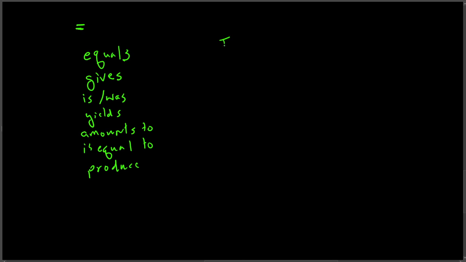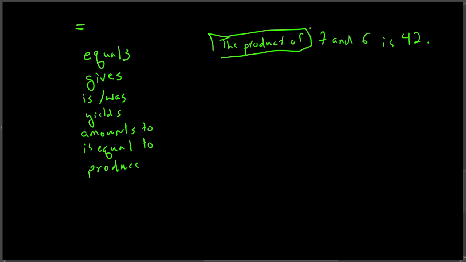So, for example, the product of 7 and 6 is 42. This reads the product of, tells me I'm going to multiply these two things, and is equal. So this translates into a mathematical statement of 7 times 6 equals 42. And it's a true one.